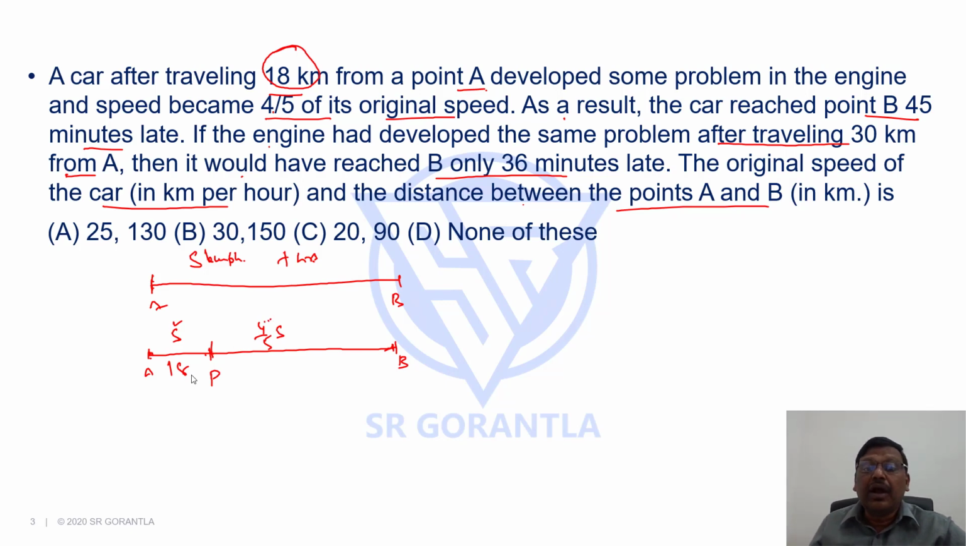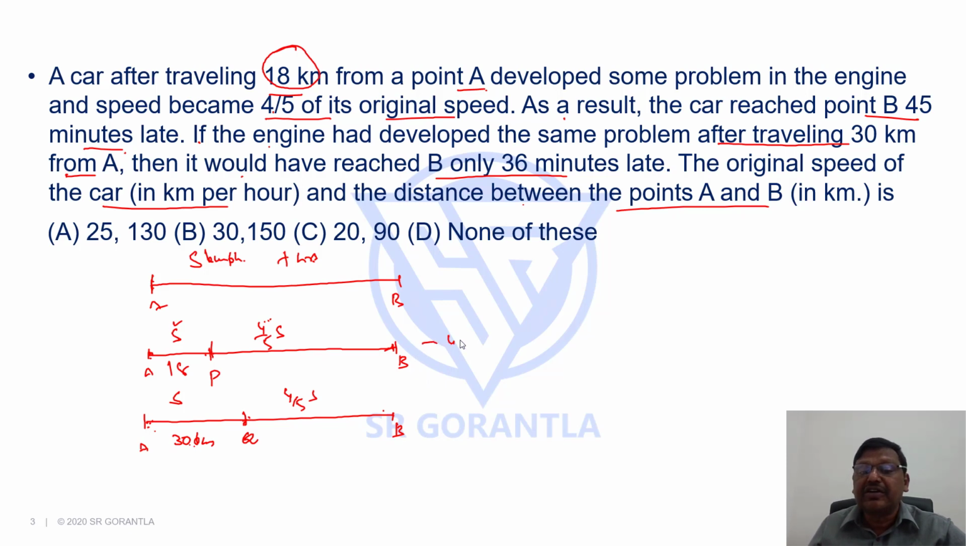Now the question says, if the engine had developed the same problem after traveling 30 kilometers from A, instead of the second case, let us say a point Q which is 30 kilometers from A. If the car traveled up to Q without any problem, and then the problem happened, that means from A to Q, which is 30 kilometers, it traveled at S speed. From Q to B, it traveled at 4/5 speed. Then it would have reached 36 minutes late.